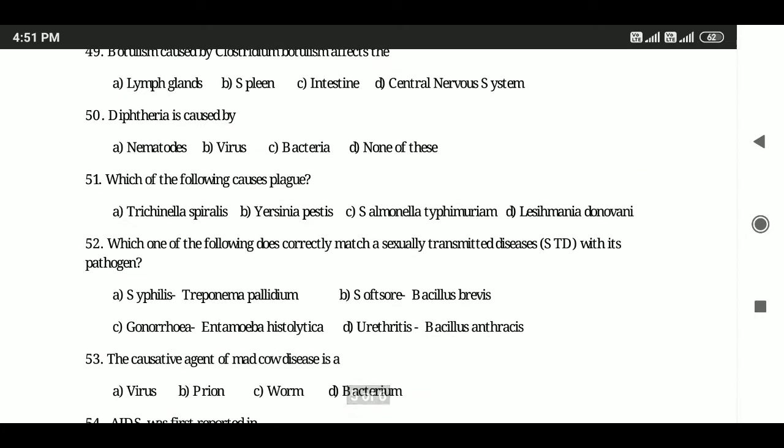Which of the following causes plague? Trichinella spiralis, Yersinia pestis, Salmonella typhimurium, Leishmania donovani. Trichinella causes trichinellosis, Yersinia pestis causes plague or black death, Salmonella typhimurium causes typhoid, Leishmania donovani causes kala azar. So the right answer is B, Yersinia pestis, also called Pasteurella pestis.